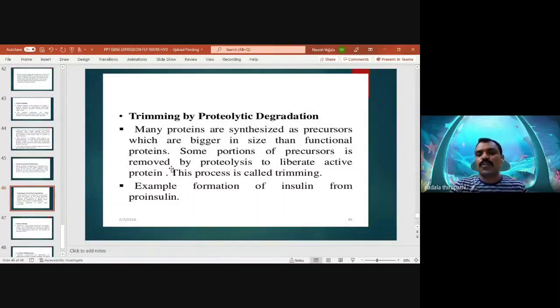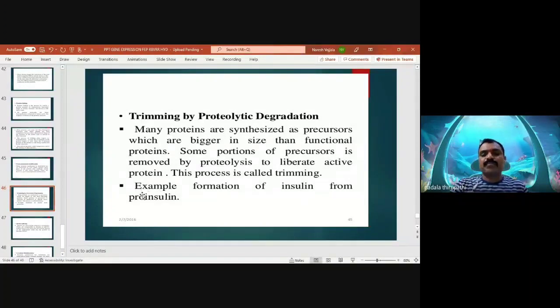Some portions of a precursor are removed by proteolysis. Lysis means breakdown, and proteo means protein. In the protein structure, some of the unwanted parts are removed by proteolysis to liberate the active protein. This process is called trimming.